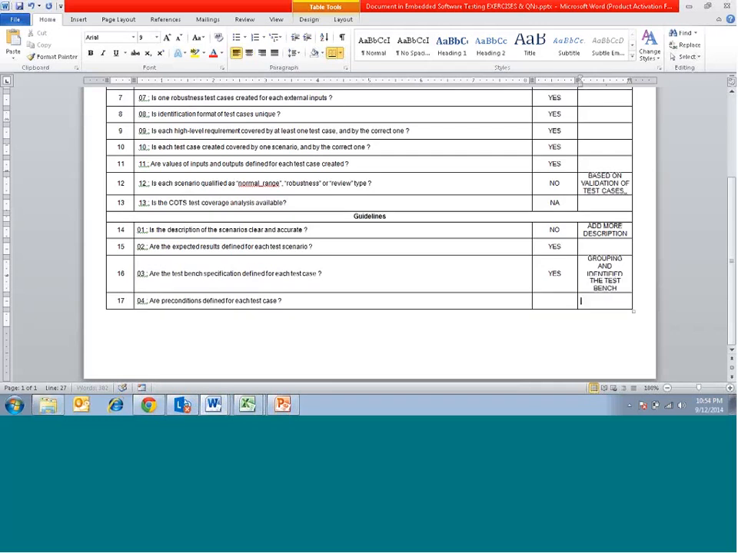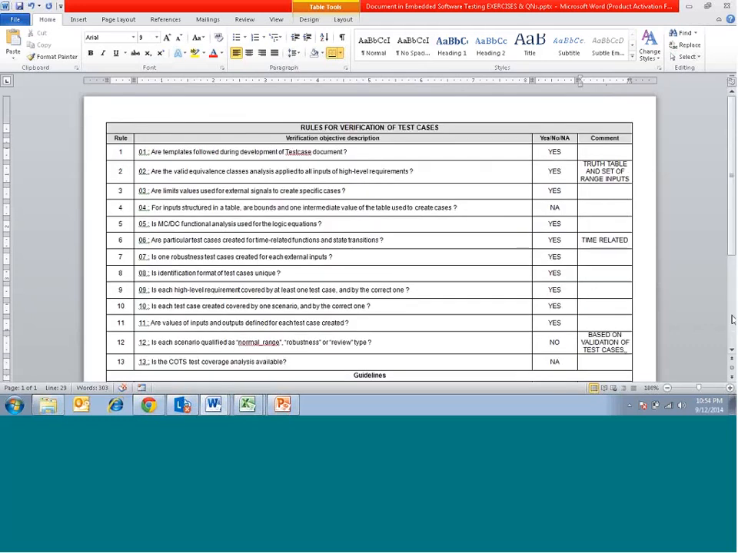So this is how we are going to fill the test case checklist. It's called verification of test cases. It has the objective and description and whether this is being followed. So that is what we have to do for each of the test cases developed from the requirements. So that is how the checklist will be filled. Okay.